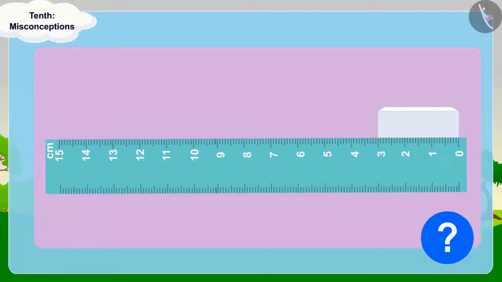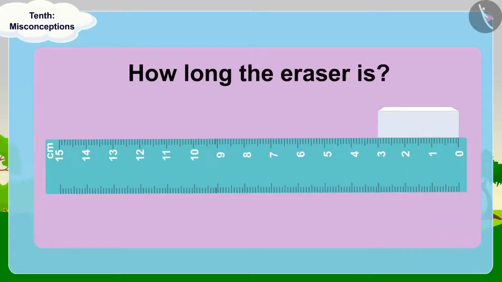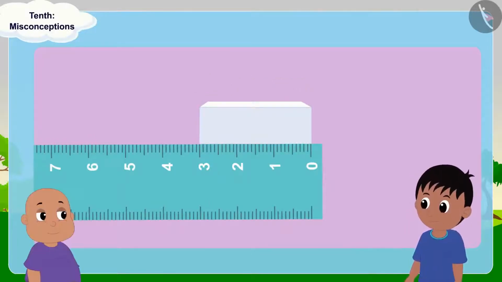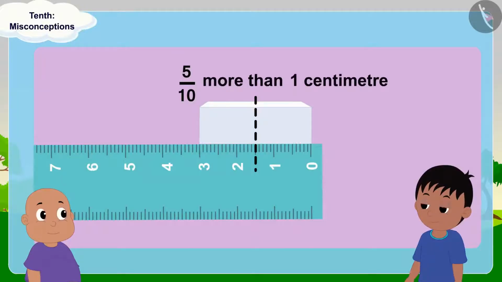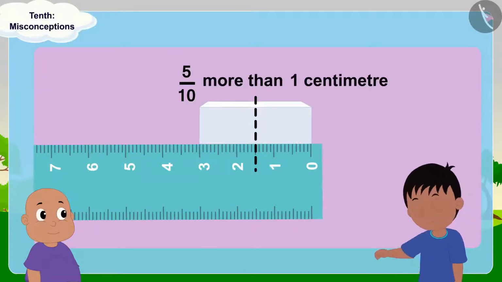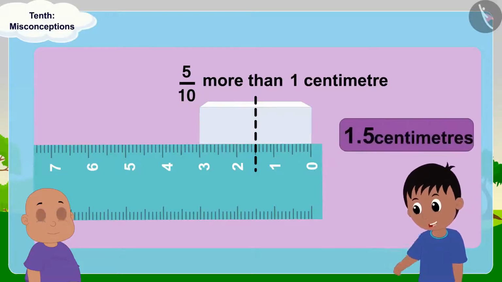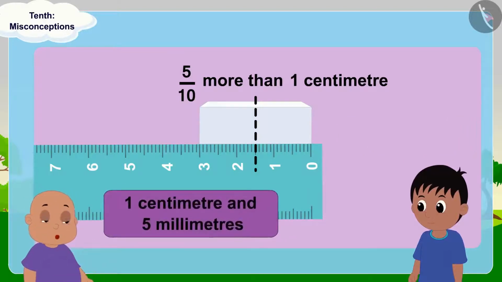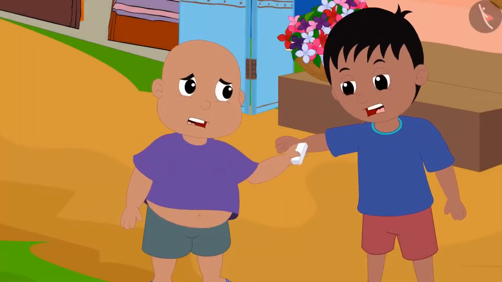Children, can you tell how long the eraser is? Absolutely right. The eraser is 3 centimeters long. Now, Raju and Bablu saw that half of the eraser is 5/10 more than a centimeter. Raju immediately said, Bablu, half of the eraser is 1.5 centimeters long. No, half of the eraser is 1 centimeter and 5 millimeters long. Bablu told Raju. Both Raju and Bablu started quarreling.